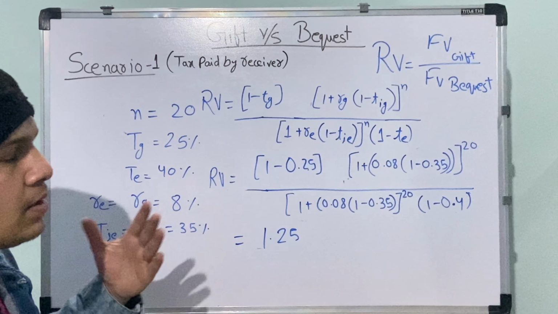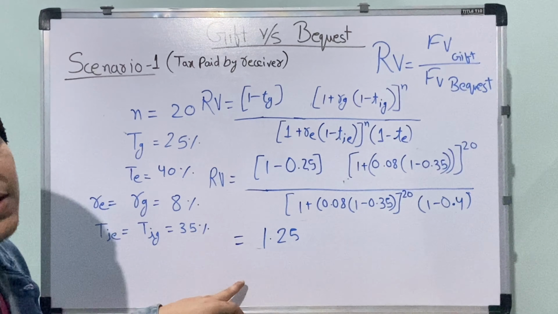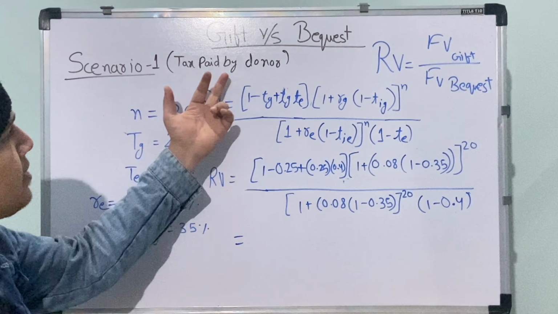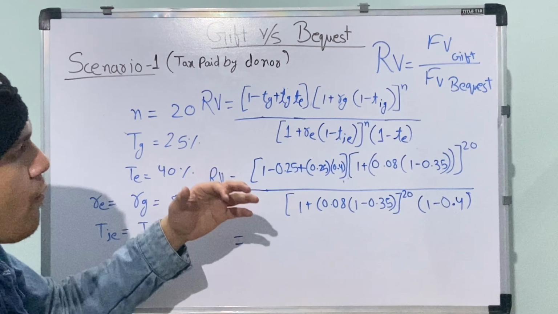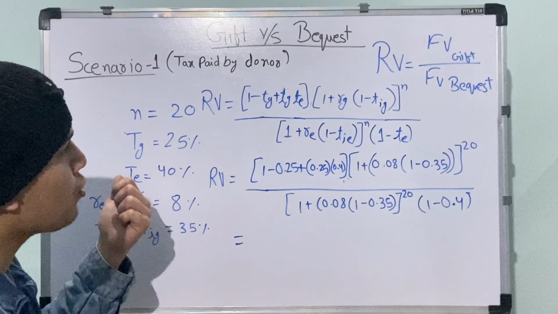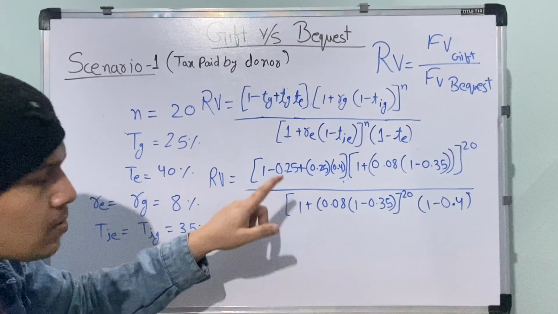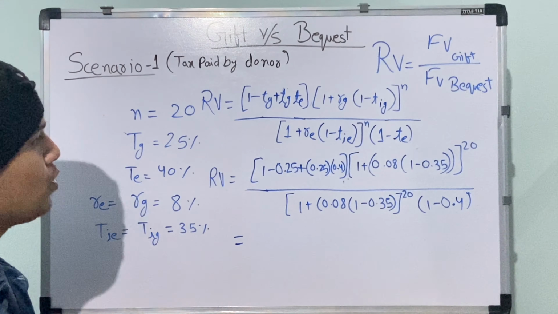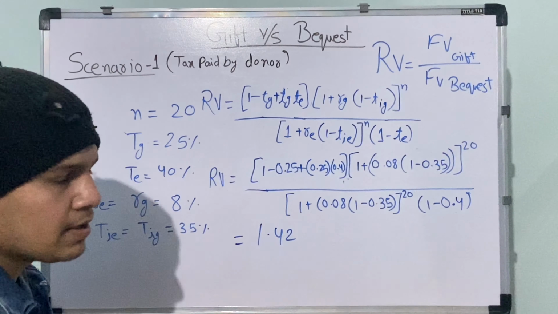Now we will look at situation 3, where the tax is paid by the donor. Will it be higher or lower than this is an important factor. In this third situation, tax is paid by the donor, and the taxes will be less than what they were when taxes were paid by the receiver. So here this TG is added back, that's why the value would be higher, and that's why the relative value is also going to be higher. So the answer would come 1.42.